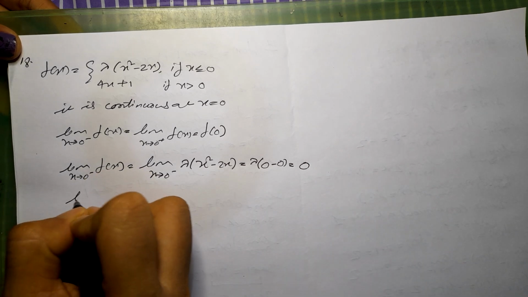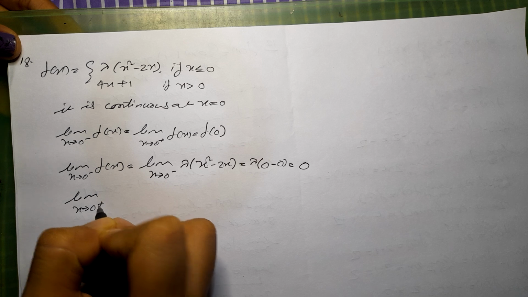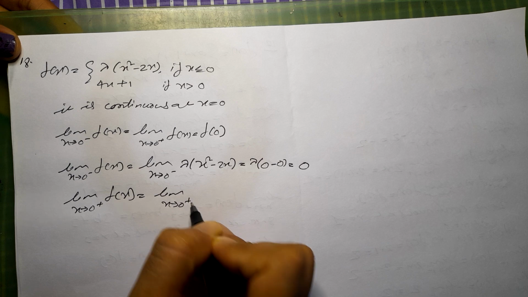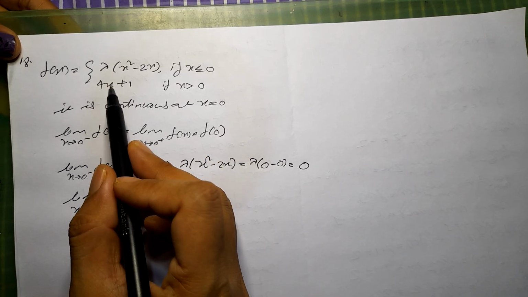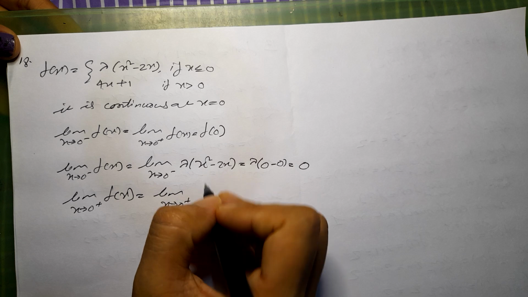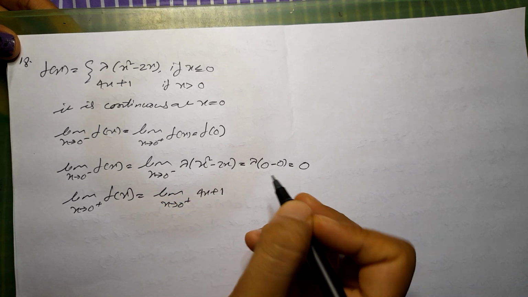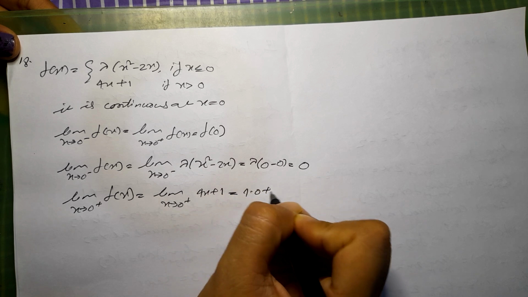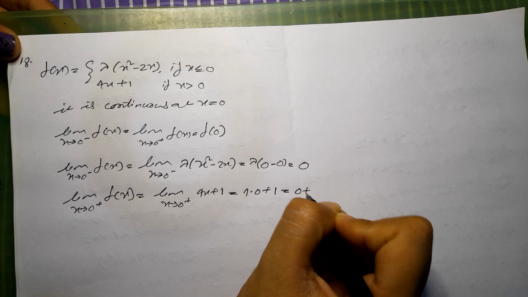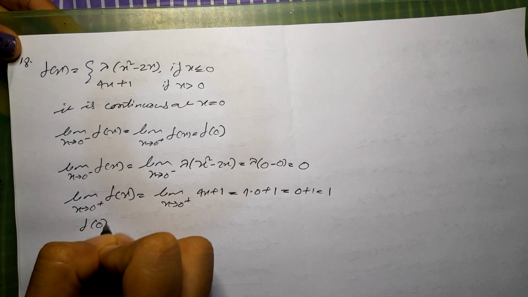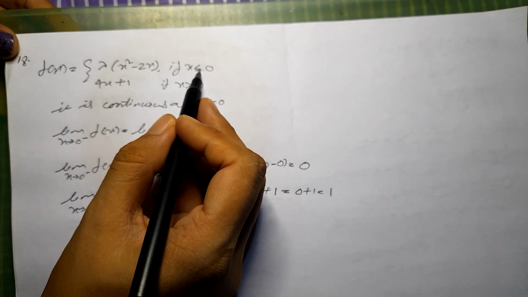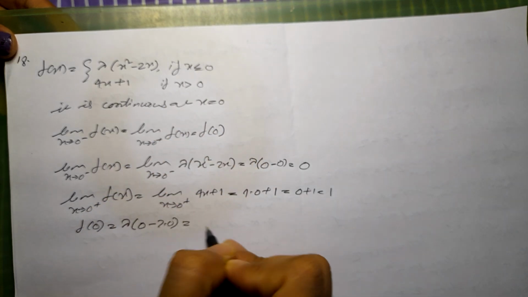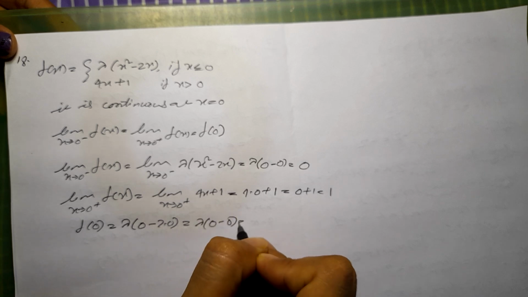Now the right hand limit: limit x tends to 0 plus f of x. Which one is the function? For x greater than 0, the function is 4x plus 1. Instead of x put 0: 4 into 0 plus 1, so 0 plus 1 equals 1. Now f of 0: the function at x equal to 0 is lambda 0 minus 2 into 0, that is 0 minus 0, equal to 0.